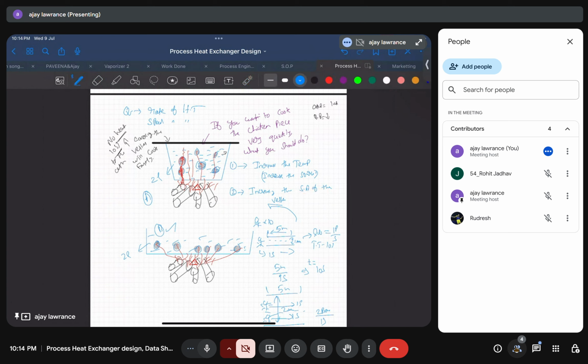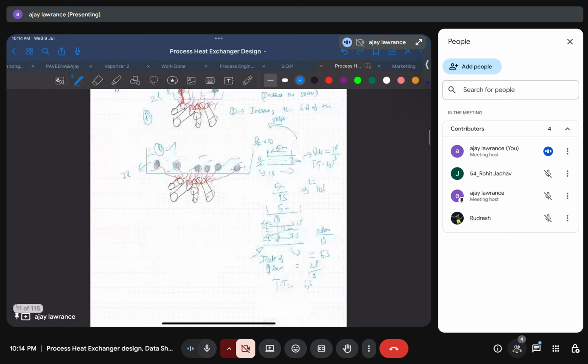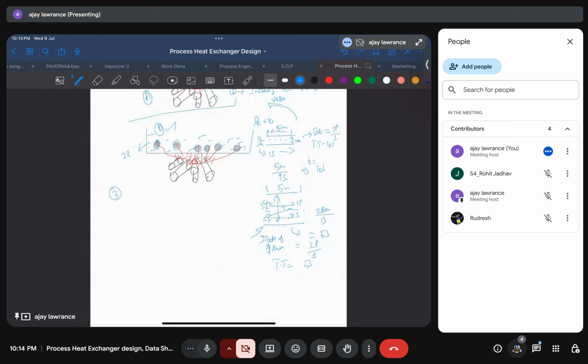Okay, what is point number 3? Let me write point number 3 here. What you are answering is very great. What is point number 3?